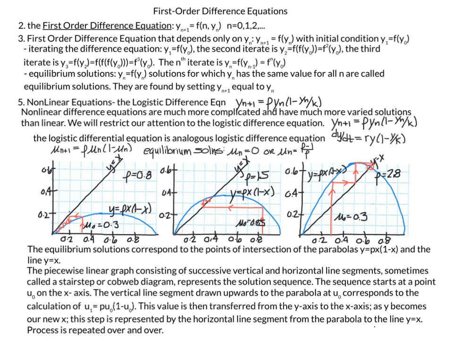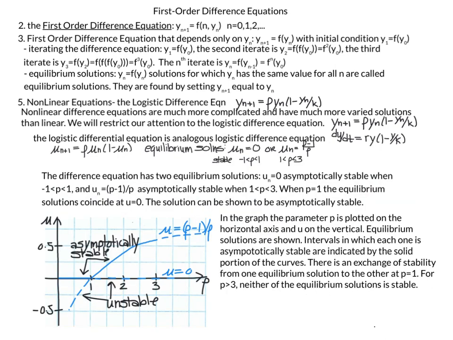This value is then transferred from the y-axis to the x-axis because that y value becomes our new x. And this step is represented by the horizontal line segment from the parabola to the line y equals x. So here, once we have our solution, it becomes our new value of x. And then this process is repeated over and over. So we have our new x value, we calculate our y value according to the equation, and then we transfer it over. Again, this is just another way we can view how we approach these equilibriums. And now that you've been given the examples and explanation, certainly you could also draw one of these.